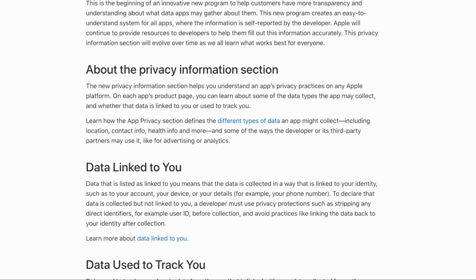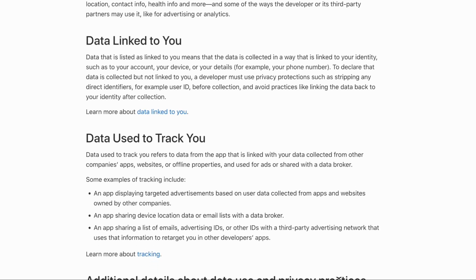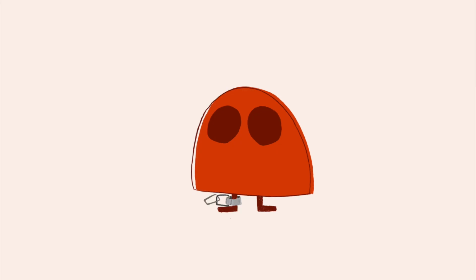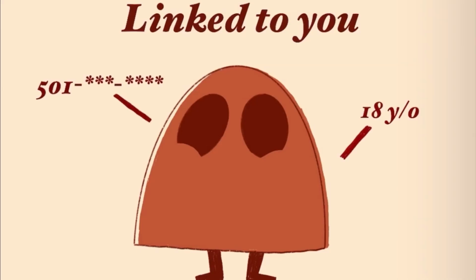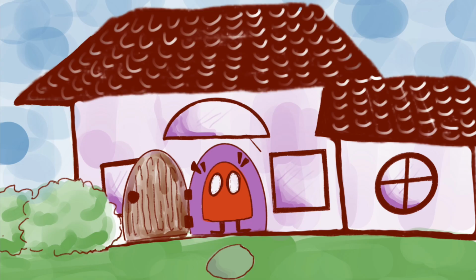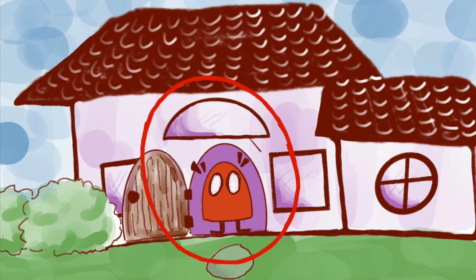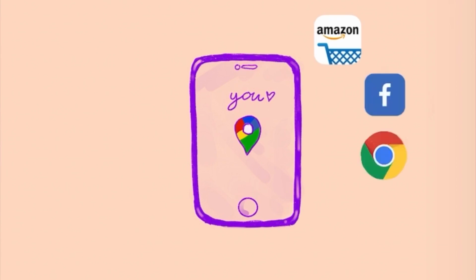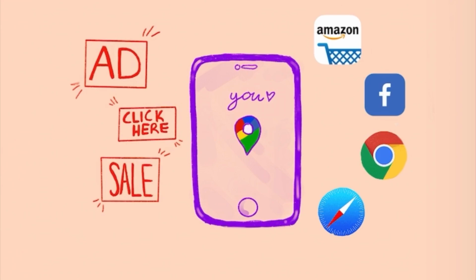Apple lists two different types of data that are collected from users: data that is linked to you and data that is used to track you. By linked to you, it simply means data that is linked to your identity, such as your age, phone number, location, etc. Data used to track you is in reference not to your physical location, but to your digital location, such as what other apps or web browsers you visit, which is especially helpful to advertising companies.